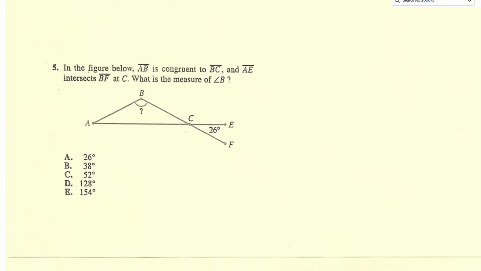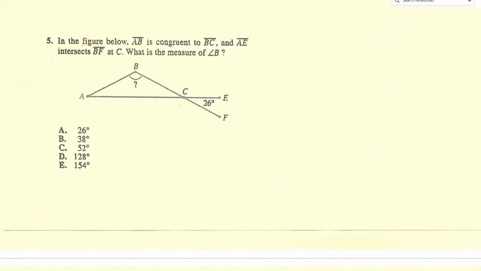Number 5. In the figure below, AB is congruent to BC. So we have another situation where this is equal to this, making us once again have an isosceles triangle. It asks for the measure of B, where the question mark is. All right, so the only thing we have to go by is that this angle right here is 26 degrees.